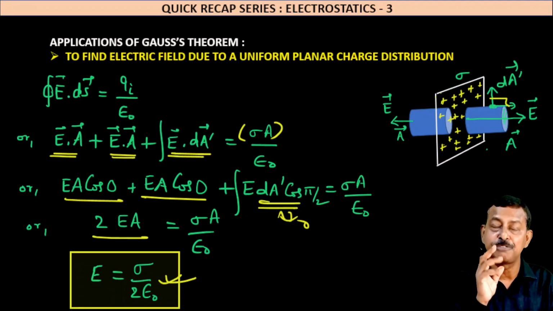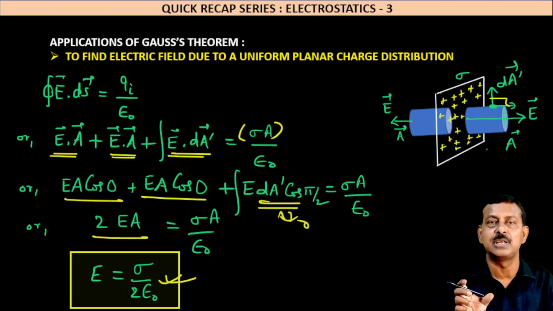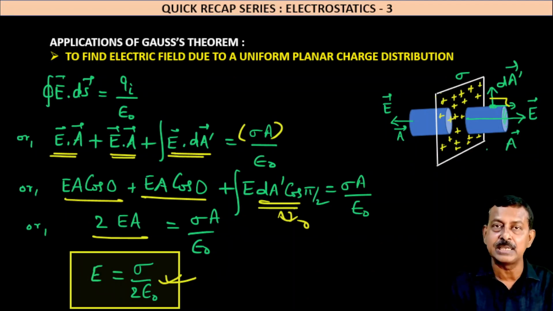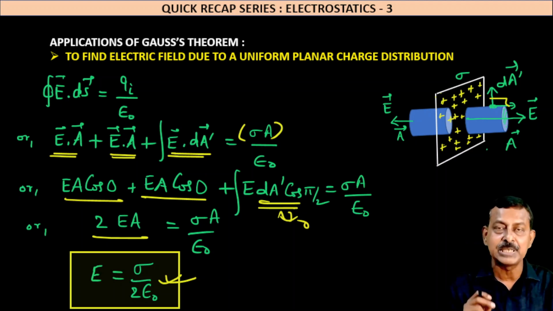We take it of infinite dimensions so as to avoid the fringing effect that happens at the ends. Similarly, for the linear charge distribution also, we have taken infinite length, again to avoid the fringing effect happening at the ends.